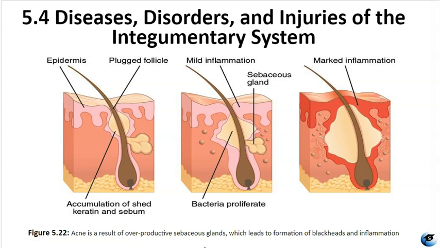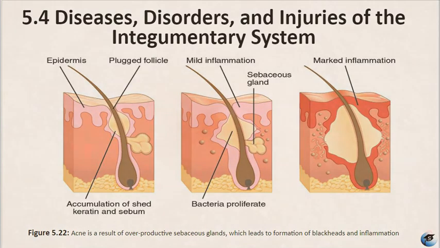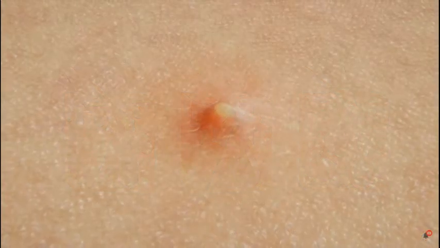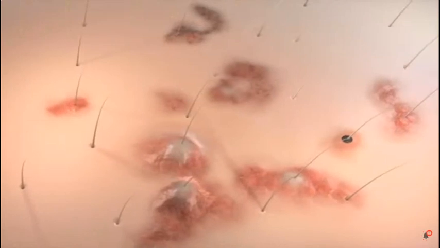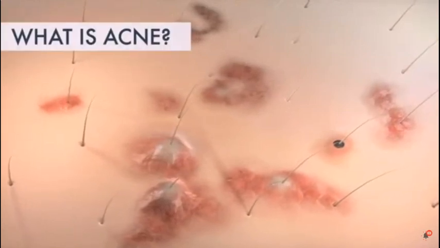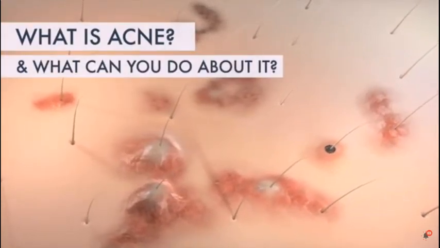Inflammation leads to the formation of different types of acne lesions, including blackheads, whiteheads, papules, pustules, nodules, and cysts. The severity of acne can vary, ranging from mild, characterized by a few blemishes, to severe, involving widespread and deep lesions of the skin. Acne is so common that it's considered a normal part of puberty. But knowing that doesn't always make it easier. So, what is acne and what can you do about it?